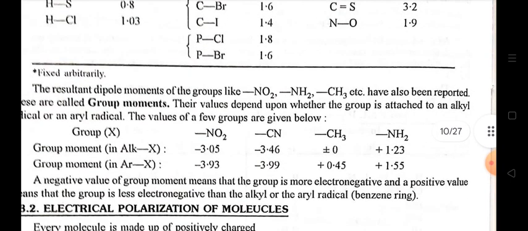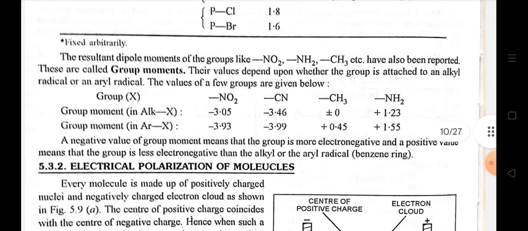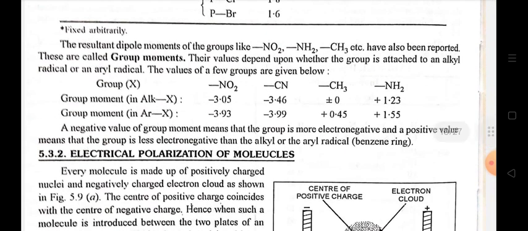The resultant dipole moments of groups like NO2, NH2, CH3, etc. have also been reported. These are called group moments. Their values depend upon whether the group is attached to an alkyl radical or an aryl radical. The values of a few groups are given below. A negative value of the group moment means that the group is more electronegative, and a positive value means that the group is less electronegative than the alkyl or the aryl radical, or benzene ring.